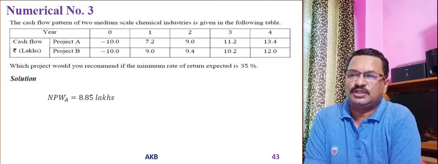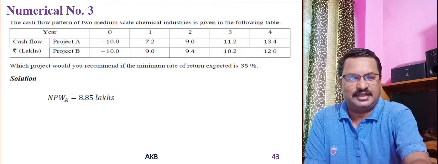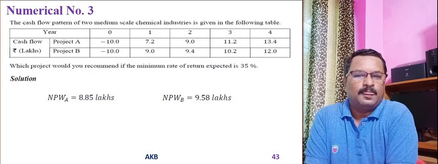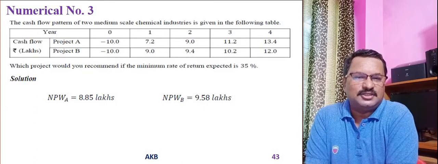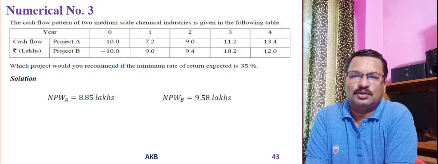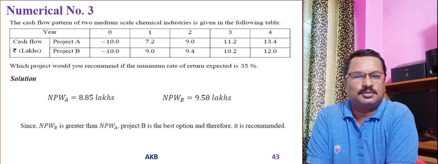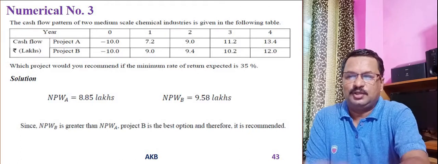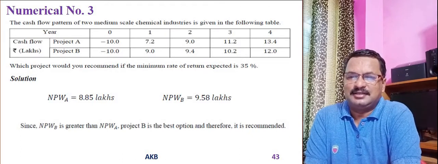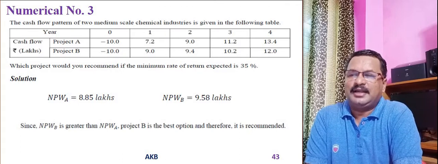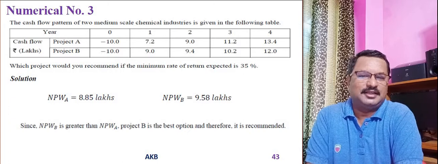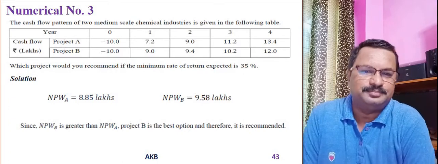So net present worth for project A is 8.85 lakhs and net present worth for project B is 9.58 lakhs rupees. So based on the net present worth of each of the project, you can conclude that the net present worth of project B is greater than net present worth of project A, and therefore you can straightway recommend that project B is the best option.